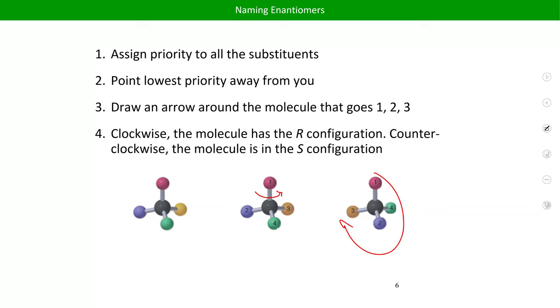When I say handedness, I mean which enantiomer is yours. They call it handedness because it's like your right hand and your left hand being different from each other, or the right side of the car being different from the left side of the car.